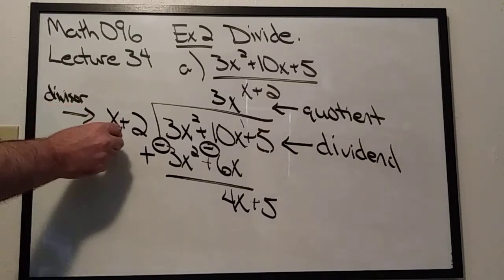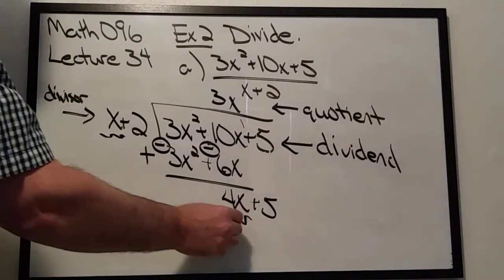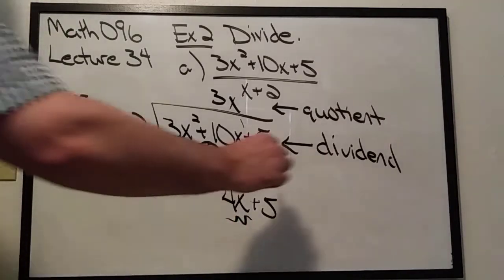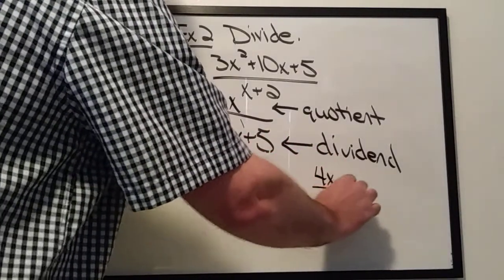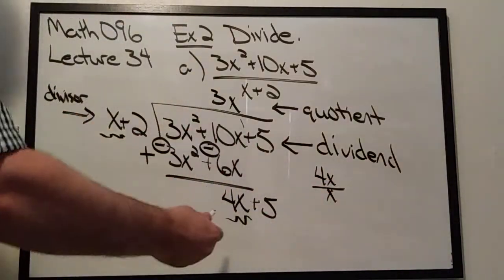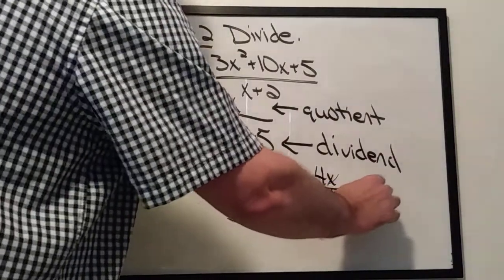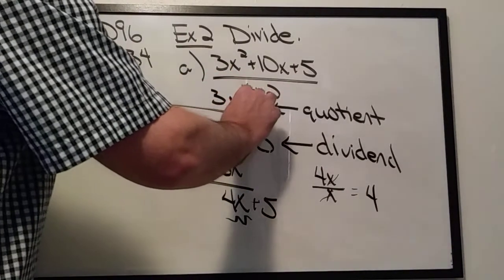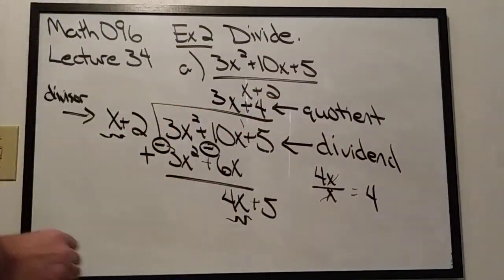Again, I'm really going to focus my attention to just the first two terms. How many times does x go into 4x? Well, that's a division problem. 4x divided by x. The x's cancel, and I end up getting just the number 4. And in particular, it's a positive 4. So I'm going to come up to my quotient area and write that positive 4.